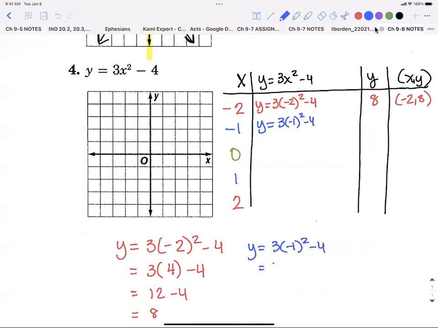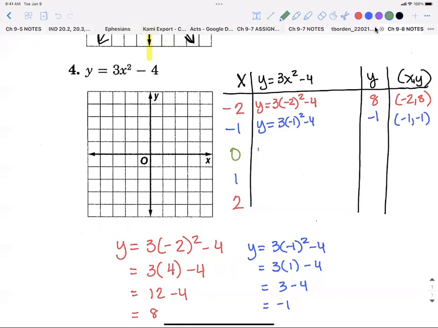Okay, PEMDAS says I do the square first. Negative 1 squared is positive 1. Then I do multiplication. 3 times 1 is 3 minus 4. And 3 minus 4 is negative 1. So I plug a negative 1 into my Y chart. And that's the point, negative 1, negative 1. My X was a negative 1. My output was a negative 1.